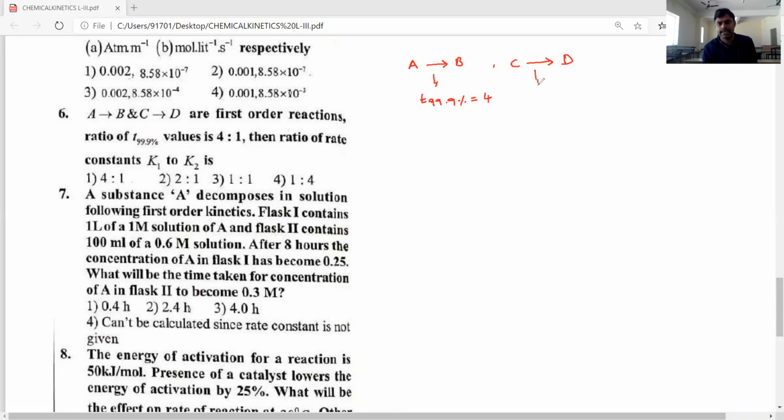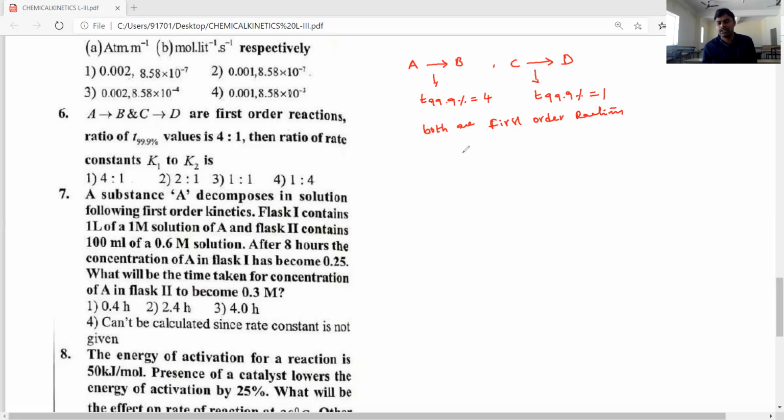For this reaction, T99.9% for completion is equal to 1. Both are first order reactions. For first order reactions, the ratio of rate constants K1 and K2 is asked.